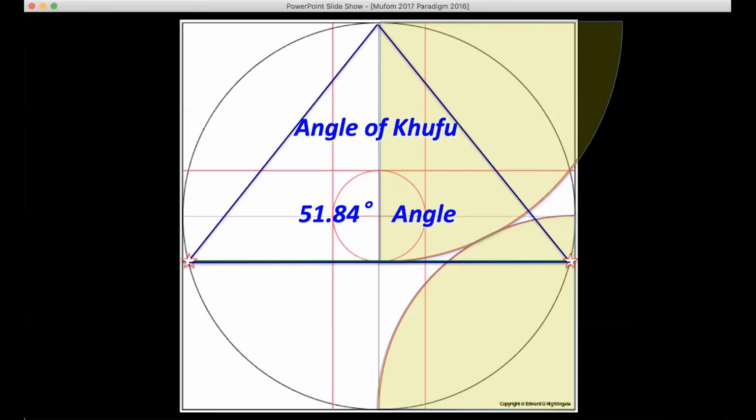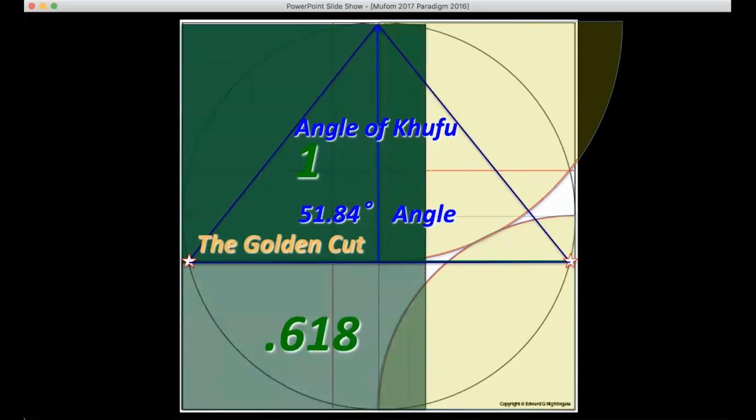So you can see this is called the golden cut. And you can see how it divides our square into this phi ratio of the 1.1618 ratio. Wow. I did not know you could do that.